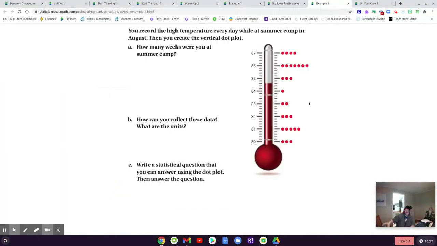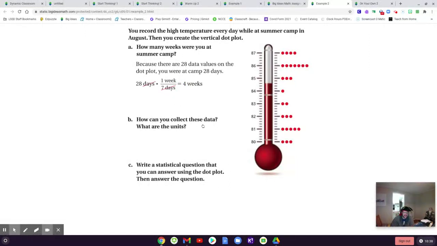Okay, moving on. Some of your graphs will also be horizontal graphs. They'll go out this way. So this one's a little tricky because it says you record the high temperature every day while at summer camp in August. Then you create the vertical dot plot. So each dot represents a temperature that day. So how many weeks were you at summer camp? Tricky question. Okay, so hopefully you counted up all these dots because that tells you that there are 28 days here. But it asks for how many weeks, and there's 7 days in a week. So 4 weeks was how long you were at summer camp.